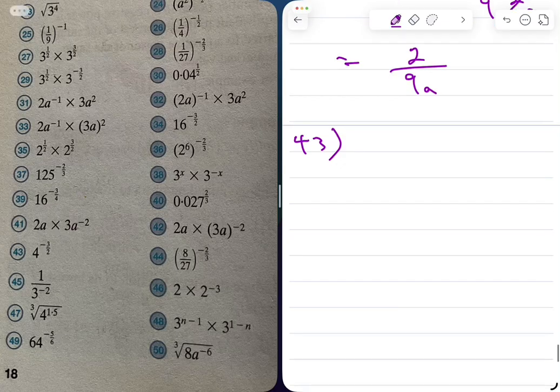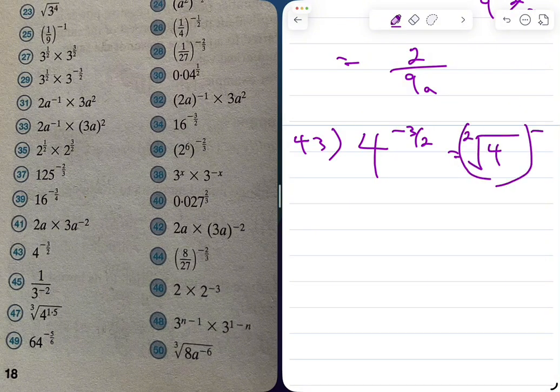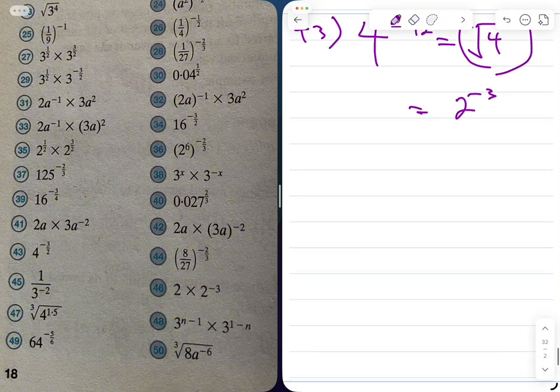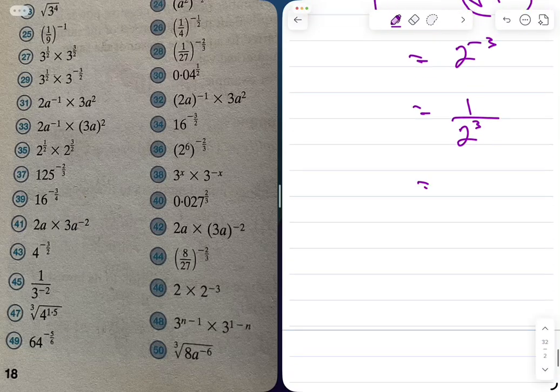43, that's 4 raised to the power minus 3 over 2. This simply means the square root of 4 raised to the power minus 3. The square root of 4 is 2, so that's 2 raised to the power minus 3. And that simply means 1 over 2 raised to the power 3, which is equal to 1 over 8.